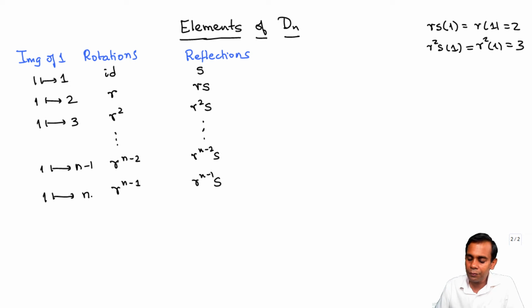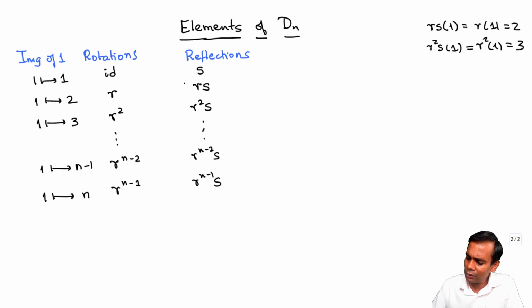Okay, so we've written down, we know that this column has rotations, this column has reflections, and the image of 1 is different for elements in different rows and columns. So these 2n elements that we've written down here are clearly distinct elements of Dn. And we know that Dn has exactly 2n elements. So what we've done is we've enumerated all the elements of Dn.